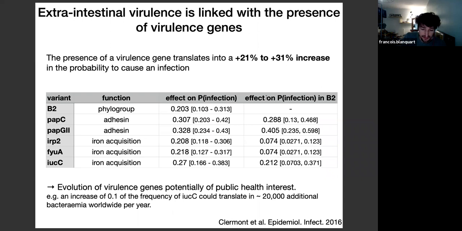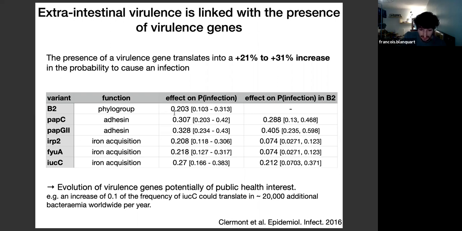And you can actually translate this type of data to an effect of each gene on the probability to cause an infection. And if you look at these genes, which I showed have a significant effect, even within one phylogroup, they translate into a plus 20% to plus 30% increase in the probability to cause an infection. And so this is a list of selected genes, and being a phylogroup B2 strain is also associated with a higher probability to cause an infection.